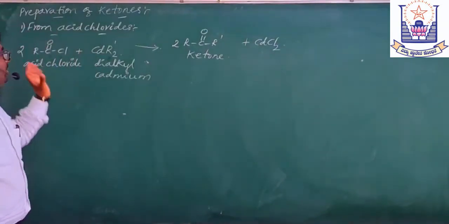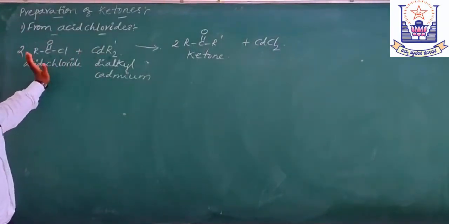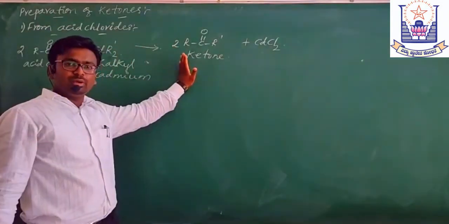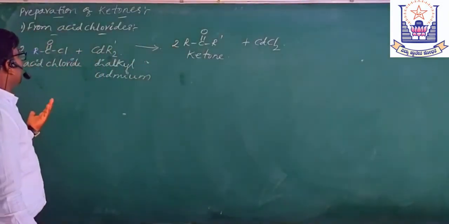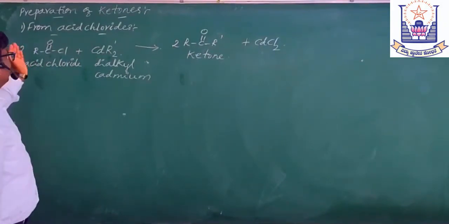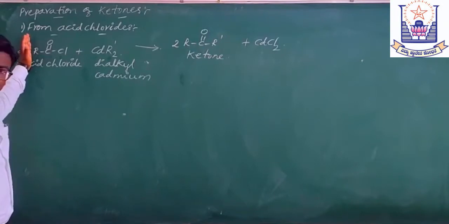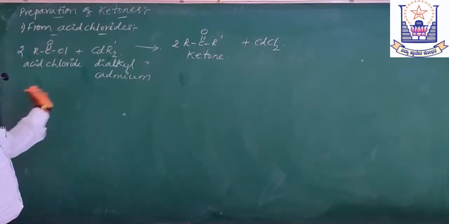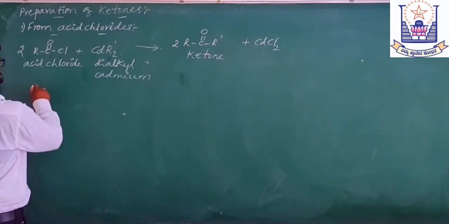How to explain this? When acid chloride is treated with dialkyl cadmium, you will get a ketone as the product. Here you may take R as any alkyl group, and R dash may be an alkyl group or aryl group. You can write a suitable example by taking R equal to CH3.